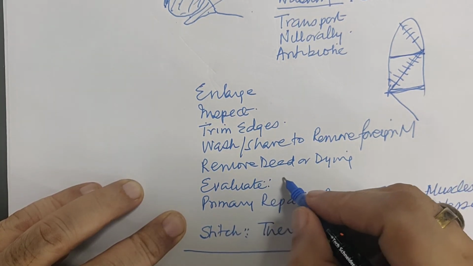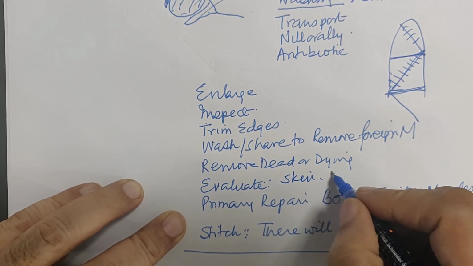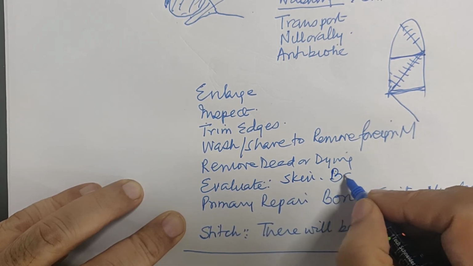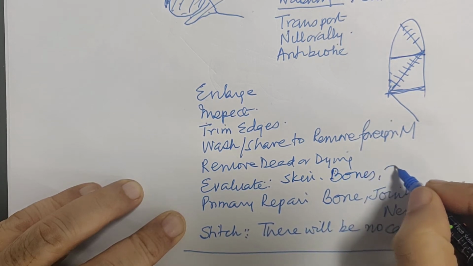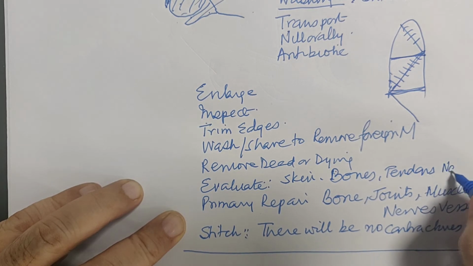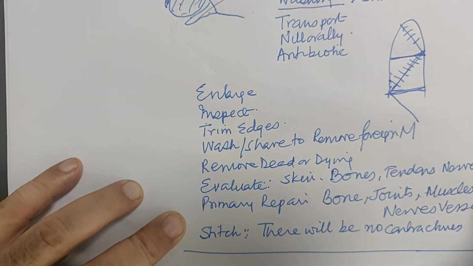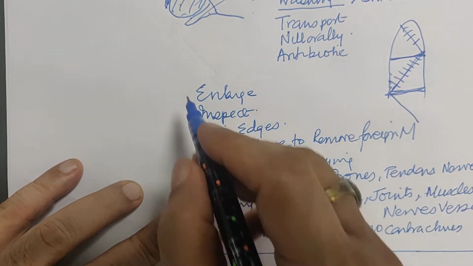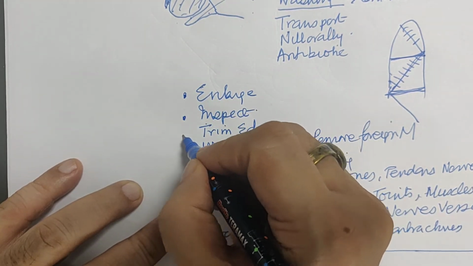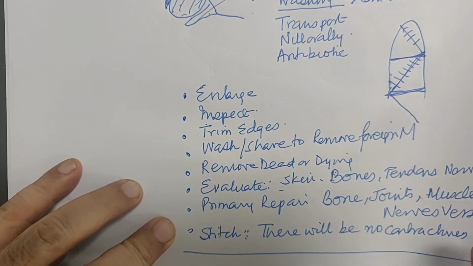And in the evaluation, you evaluate the skin, the bones, the tendons, the nerves and the vessels. So this, I have already told you the anatomy of the hand, so you would very easily be able to evaluate what is damaged in case of an injury. Now we go on to hand infections.